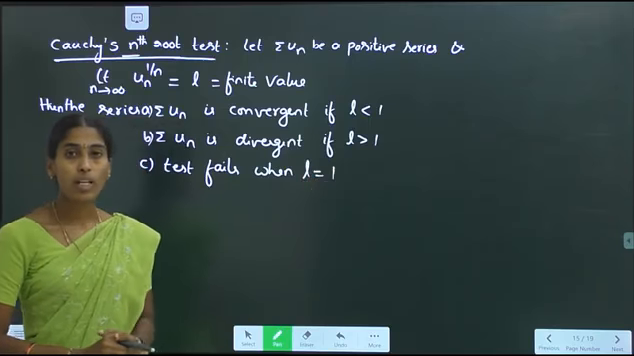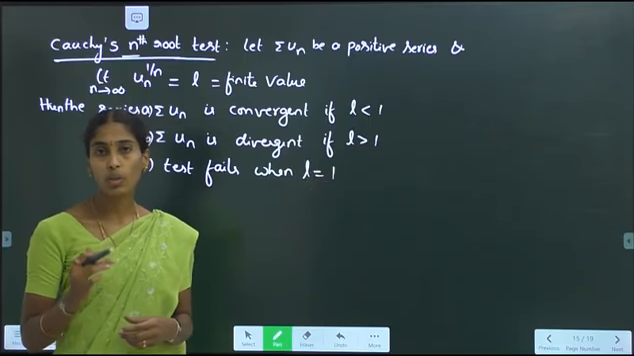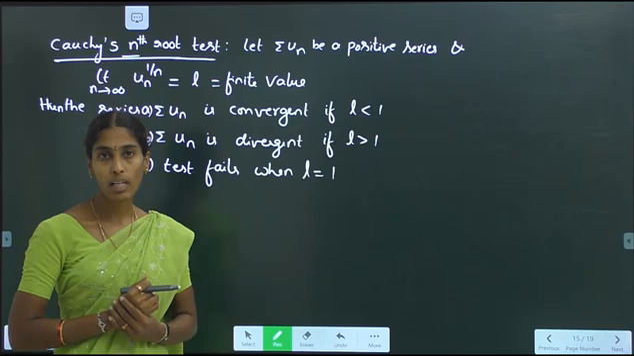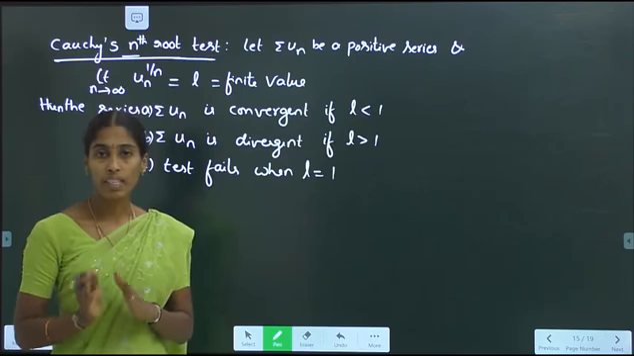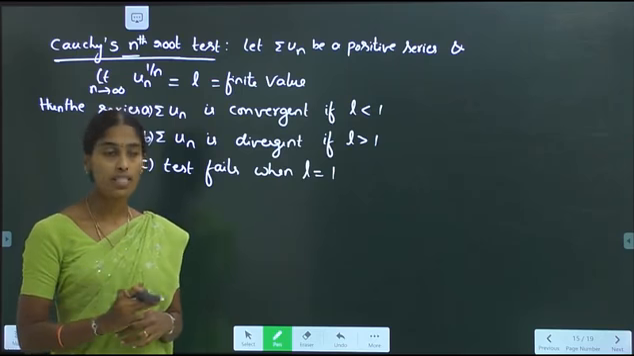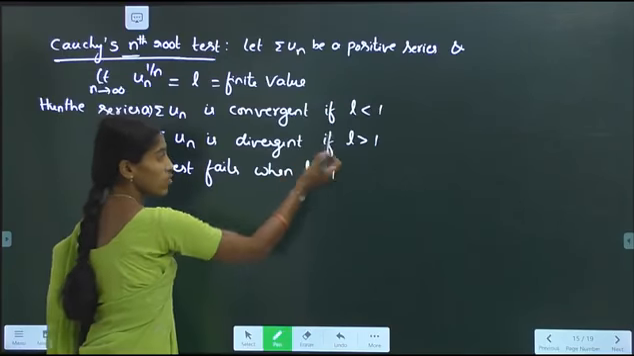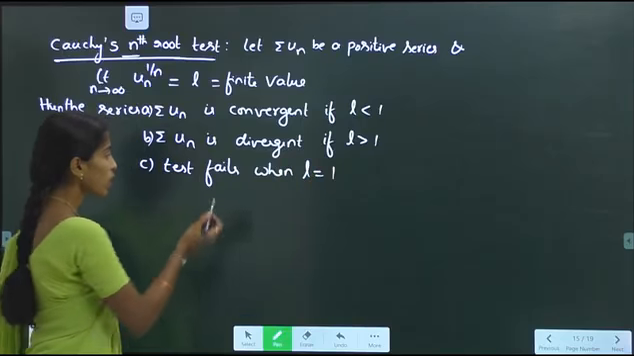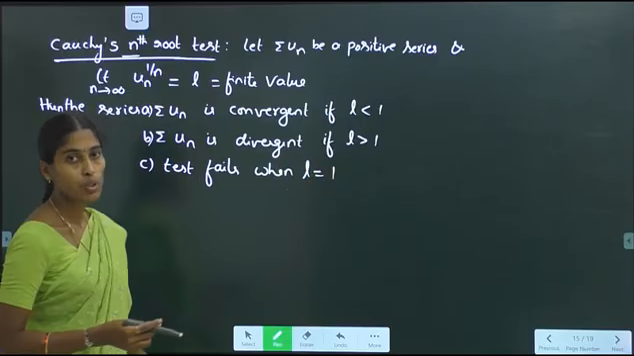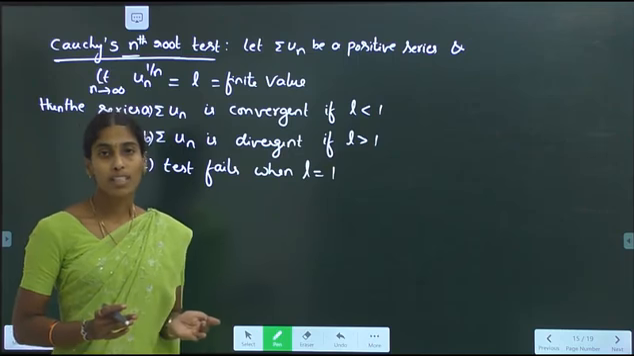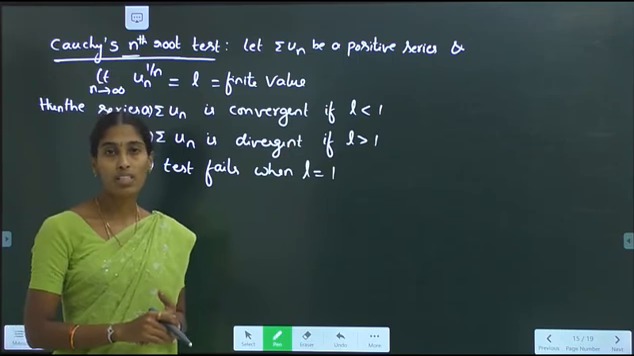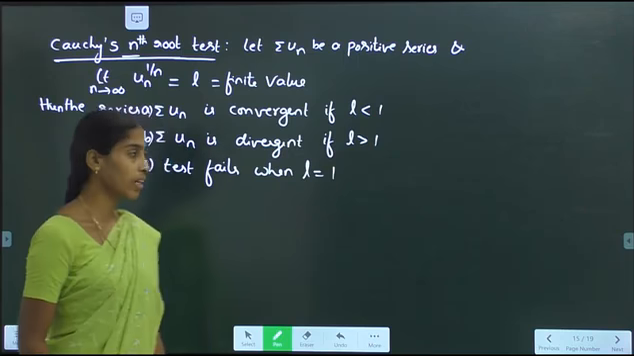So first we need to calculate limit n tends to infinity un to the power 1 by n. If that value is L, L must be a finite value. If L is less than 1, convergent. Divergent if L is greater than 1. Test fails when L is equal to 1. In that case we have to use another test, it may be a limit form of comparison test, otherwise any other test.